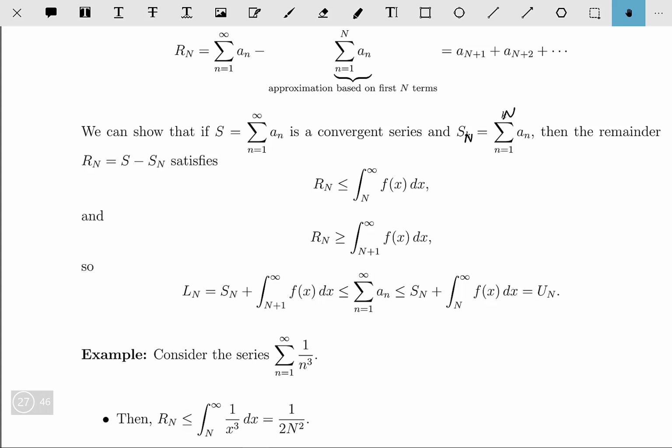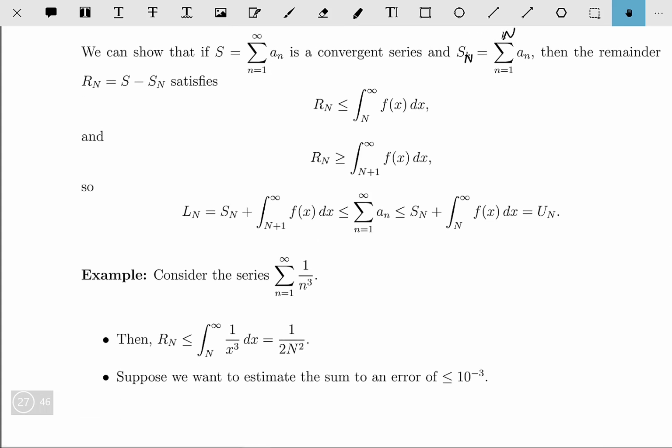Now this should make sense to you because when we were looking at the harmonic series as an example, we were taking the Riemann sum with the left endpoint, and we saw that that gave an overestimate. So it would make sense, potentially, that this is going to be true. And similarly, the remainder is greater than or equal to the integral from N plus 1 to infinity of f of x dx, because in this case, we're taking the Riemann sum with the right endpoint, which underestimates everything.